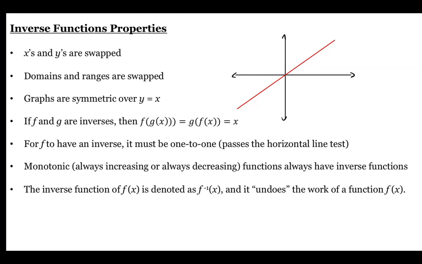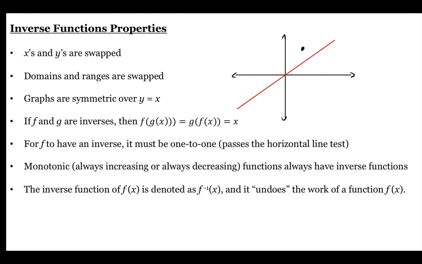This one is a horizontal line test. So it's just like this. You have a horizontal line and it does the same thing. Does it pass? Yes, it also passes the horizontal. So this guy right here would have an inverse. That guy would have an inverse. Okay, can anyone think of a type of function that wouldn't have an inverse?